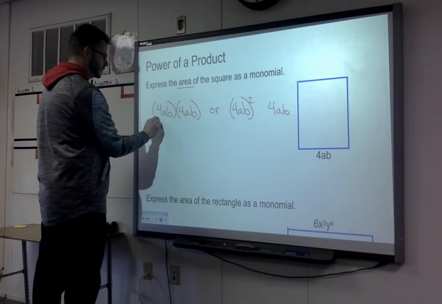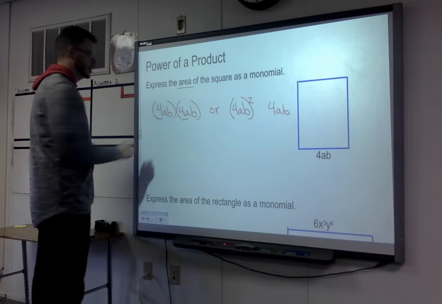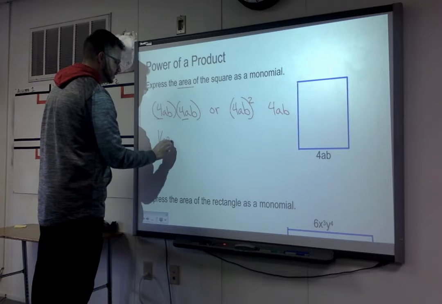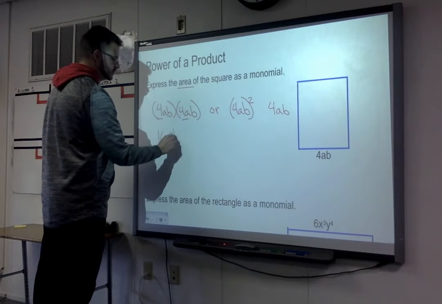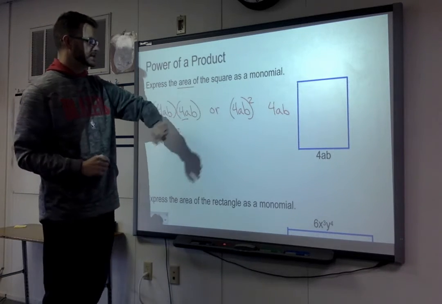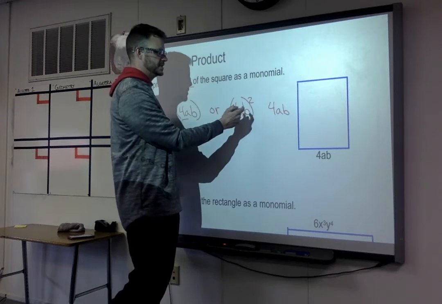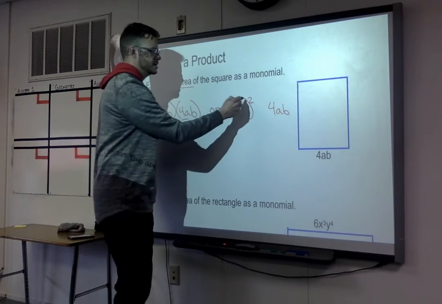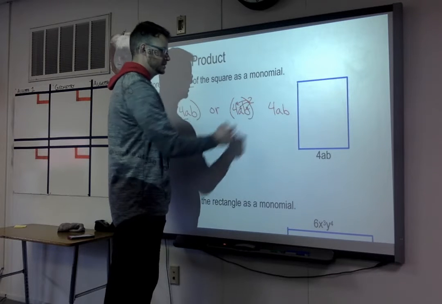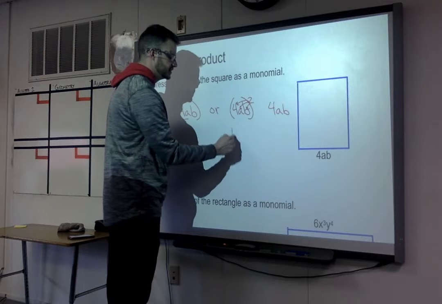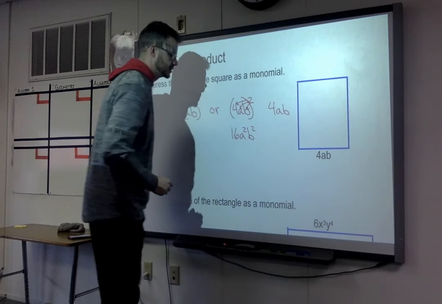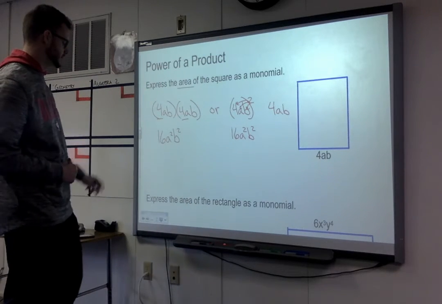Now, what we need to do here, we can look at it in 2 different ways. This first one, going back a couple slides, we multiply our coefficients first. Becomes 16. A times A gives us A squared. B times B gives us B squared. Or if we look at it this way, when you've got something in parentheses and you're raising it to a power, you have to distribute that power. You have to raise everything to that power. So 4 squared would give us 16. Then A squared, B squared. So 2 different ways, same solution.